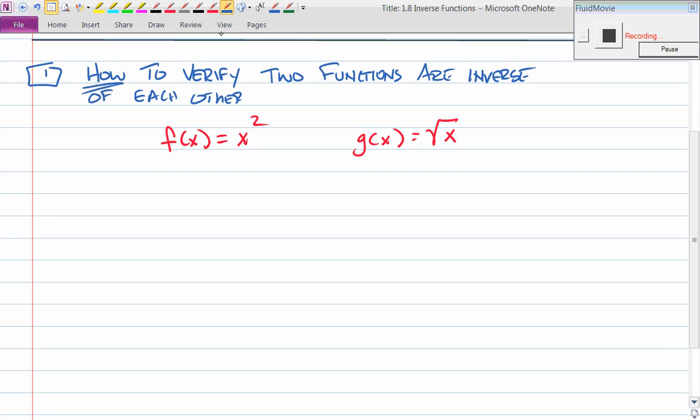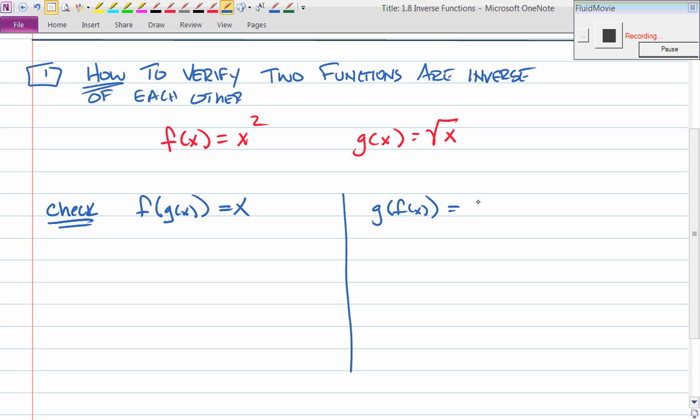Alright, here's how you do it. You have to check two things. You have to check that f of g of x will give you back the identity x, and you also have to check that g of f of x will also give you back the identity x. You got to check both of these things. So let's go ahead and do it one at a time.